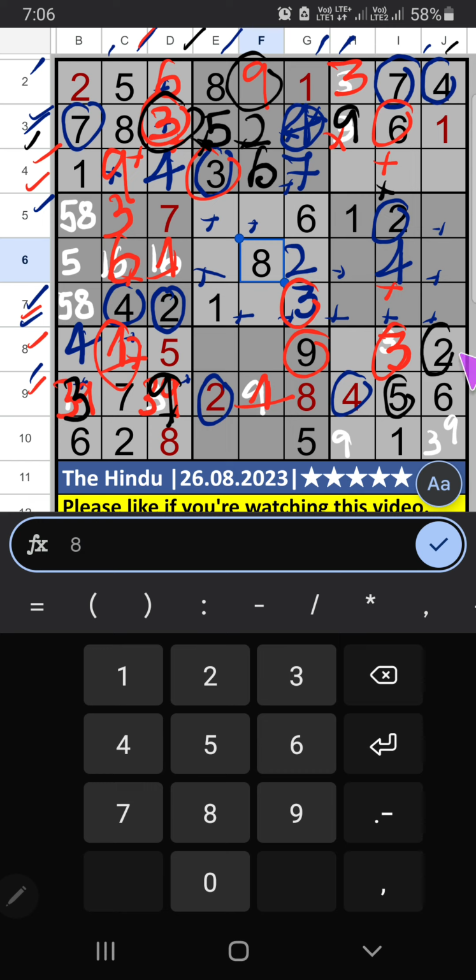Column J, we have 2. So 2 can't come in this cell. 2 is confirmed here. Then 5 is here. Then only one number is remaining, third grid, 8. 8 is confirmed here. Then column I, only one number is remaining, 9. 9 is confirmed here.